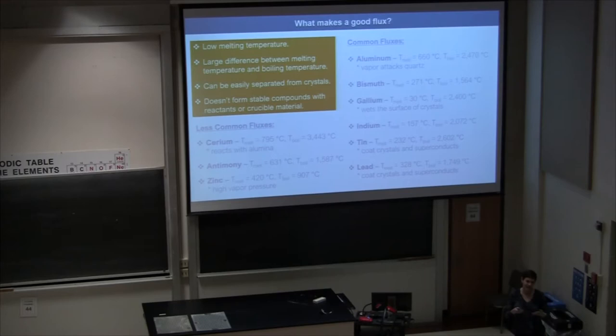So in general, our properties of good fluxes are that they should have a low melting temperature. They're obviously our solvent, so we need everything else to melt into them. So we want them to melt at a relatively low temperature. Another really important thing for conventional metal flux is that you want to have a large separation between the melting temperature and the boiling temperature, because this is going to basically tell you about the vapor pressure of your melt.